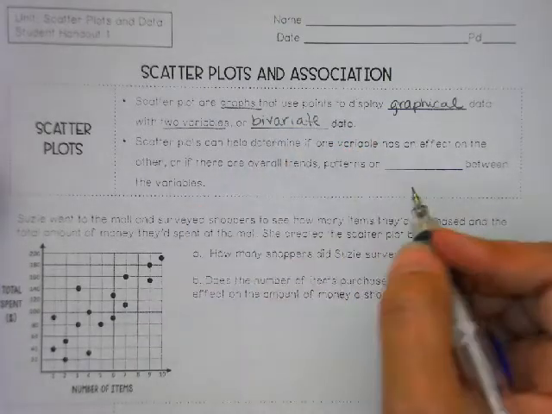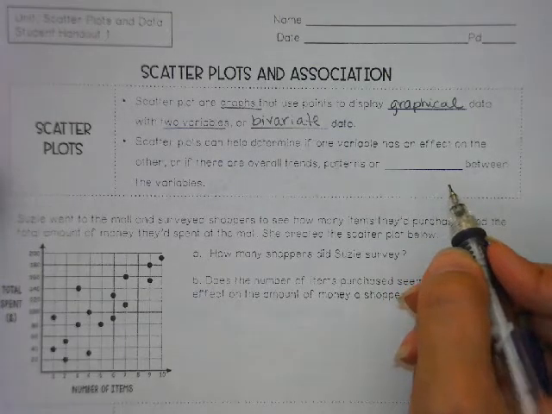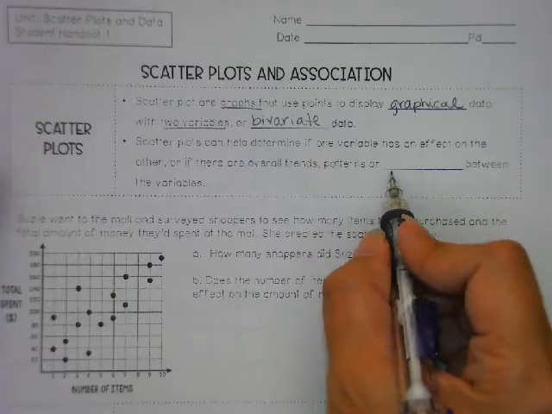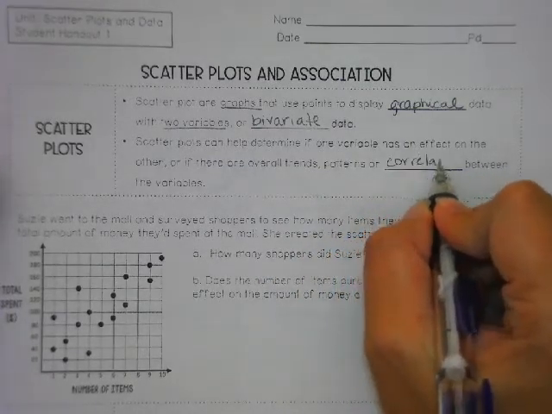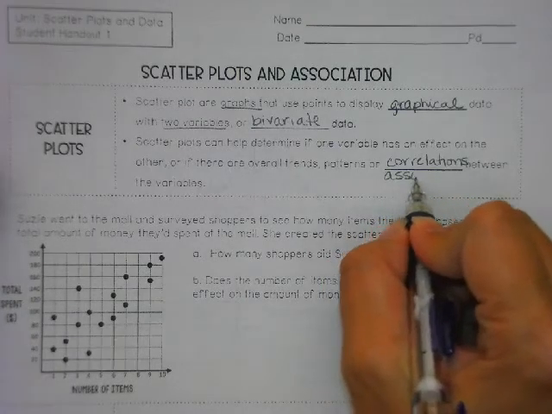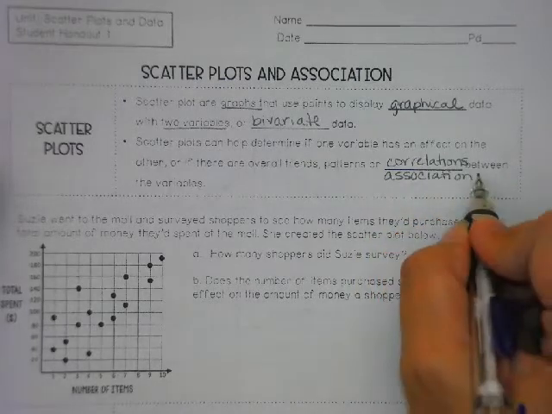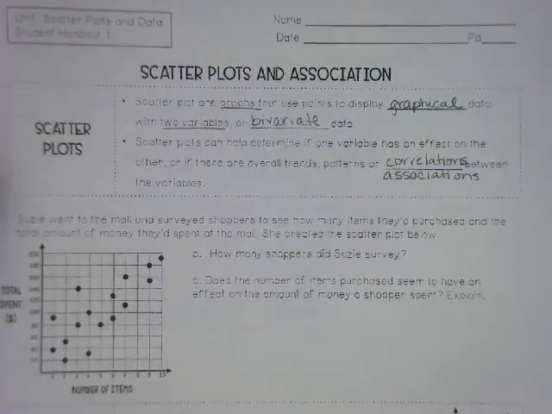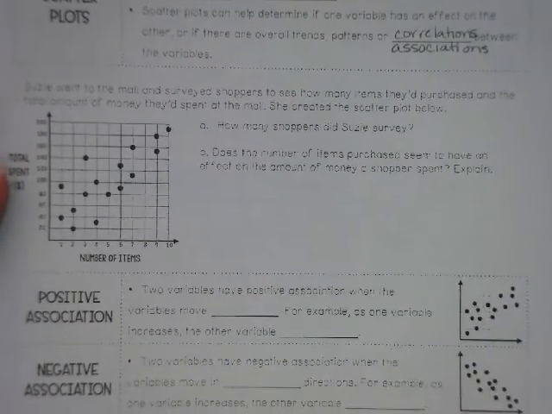Scatter plots can help determine if one variable has an effect on the other, if there are overall trends, patterns, or correlations. You'll also see this word or associations between the variables. So we're looking for, does one affect the other, how, or maybe it doesn't at all.